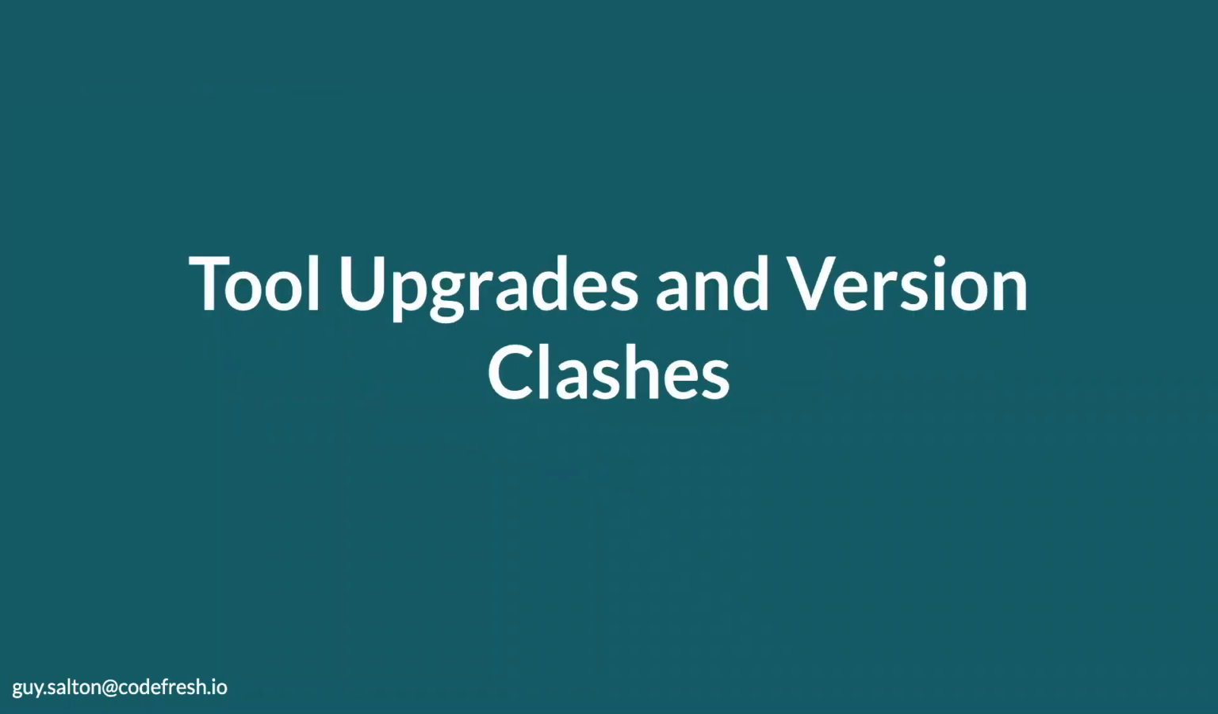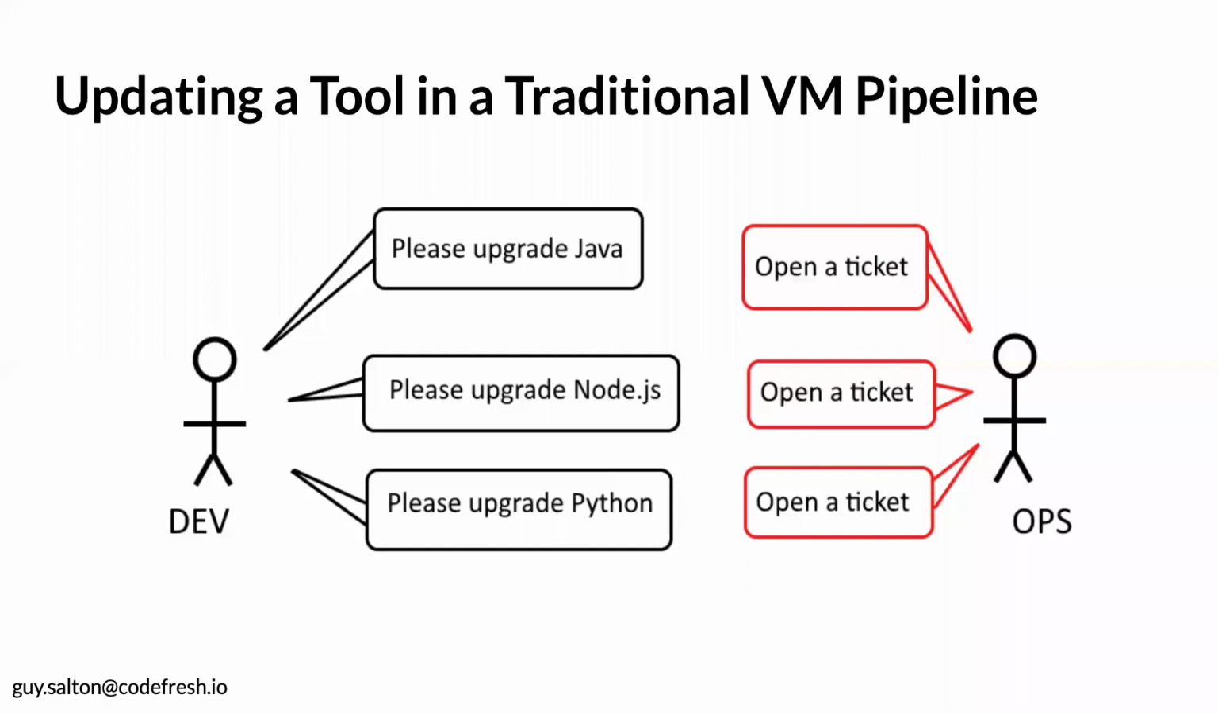So we talked about using different tools in the same pipeline. We talked about adding additional tools to our pipeline. Now let's talk about upgrading versions and version clashes. And this is a very familiar and popular issue. So now I don't want to add a new tool, but let's say I want to upgrade the Java version on my build node. So I created a new application using Java, and it requires, let's say, Java 10, and the build node currently has, let's say, Java 8.